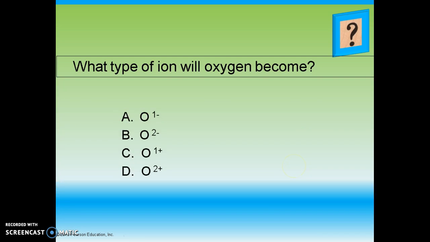What type of ion will oxygen become? Well, you have to look at the periodic table, determine how many electrons are in the outermost shell, and determine whether it will lose electrons or gain electrons and how many. So you might want to pause the video while you do that and see if you can get the right answer.